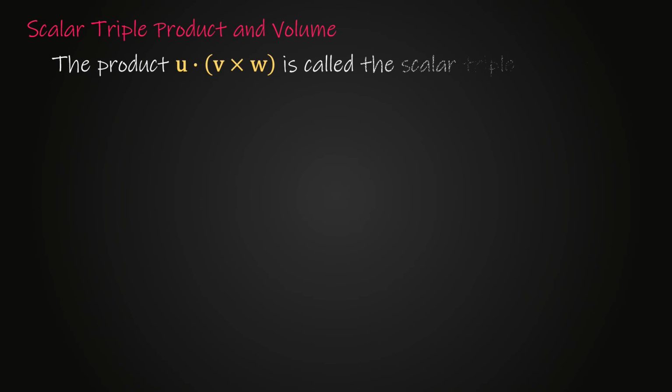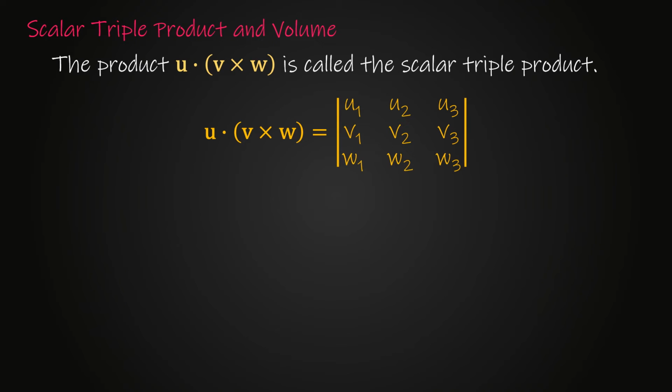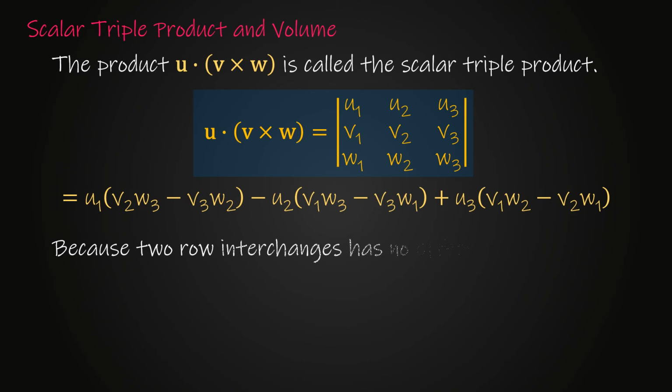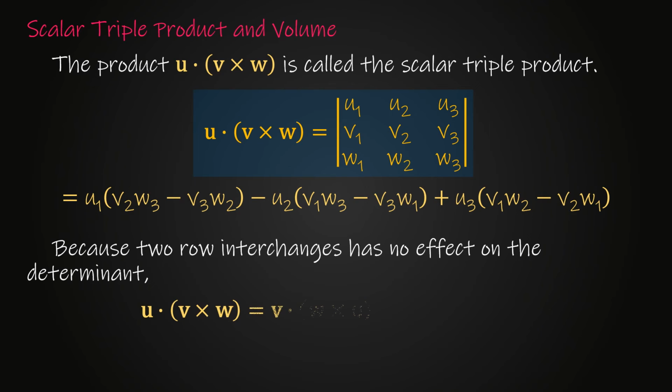Scalar triple product and volume. The dot product of u and the cross product of v and w is called the scalar triple product. Its value is determined by the following determinant, which can be written as the following expansion. Because two-row interchanges have no effect on the determinant, the following scalar triple products have the same values.